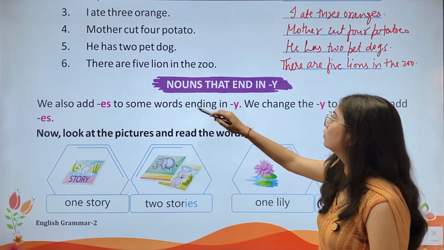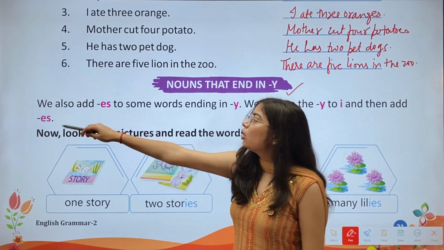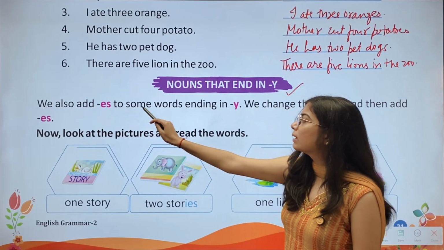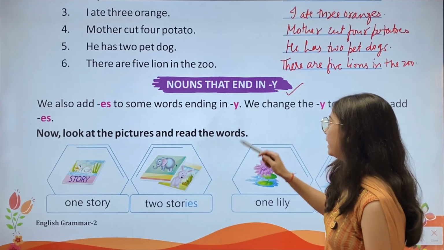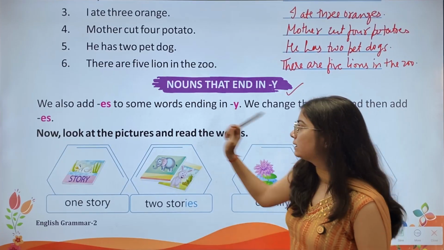Then we have nouns that end in y. So, we also add es to some words ending in y. We change the y to i and then add es.